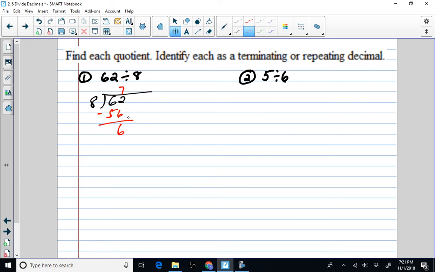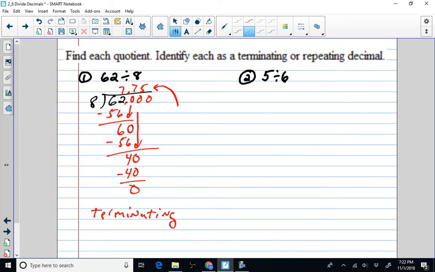Now notice there are no more numbers to bring down, so we put a decimal point at the back of the number, add a 0, bring it down. 8 goes into 60 7 times. 7 times 8 is 56. Subtract, I get 4. Bring down the next 0. 8 goes into 40 5 times. 5 times 8 is 40. Subtract, I get 0. Notice that the decimal terminates in the hundredths place, so this would be classified as a terminating decimal. Let's write that, terminating decimal, because it terminates in the hundredths place.